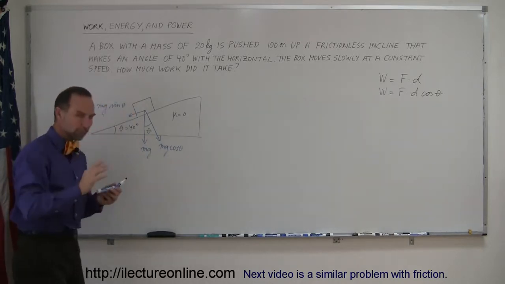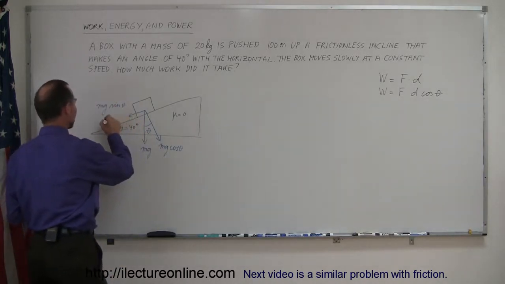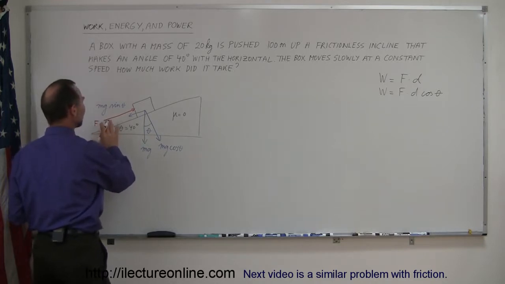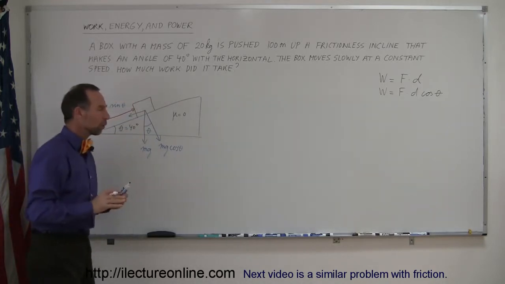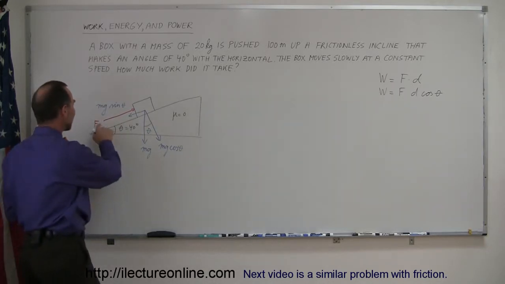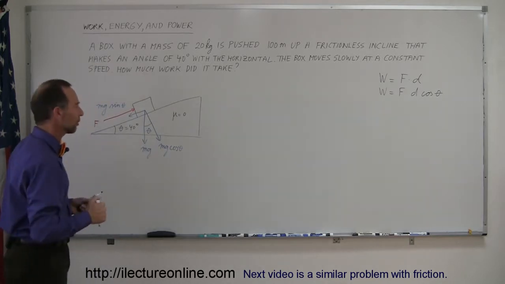And then in order to push the box upward, we're going to need a force. And let's assume that the force is parallel to the plane. There's the force F. And of course, if the box is going to be pushed up the incline at a constant speed, that means that this force must equal this force, so there cannot be a net force and no net acceleration.